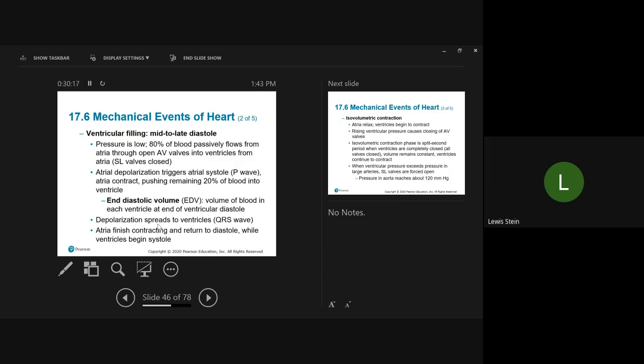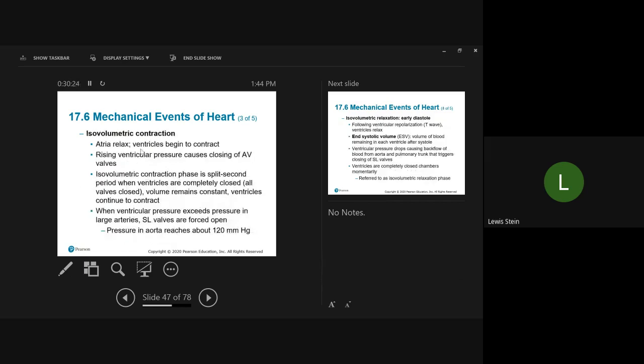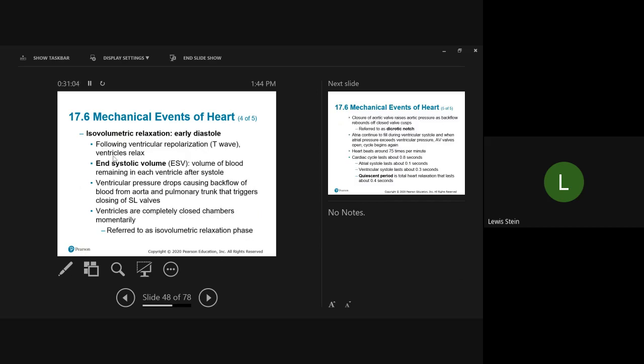The valves slam shut, first heart sound, and it begins to eject, okay? That's that isovolumetric contraction. Ventricles begin to contract, the AV valves close, first heart sound. So you'll see it's a split second period where all valves are closed. The semilunar valves and the AV valves are closed with the volume constant, and the contraction generates enough force eventually to overcome the semilunar valves as the pressure in the aorta reaches, for most of us, about 120 millimeters of mercury, and it opens and the heart begins to empty. And the pressure increases, and you'll see that as well.